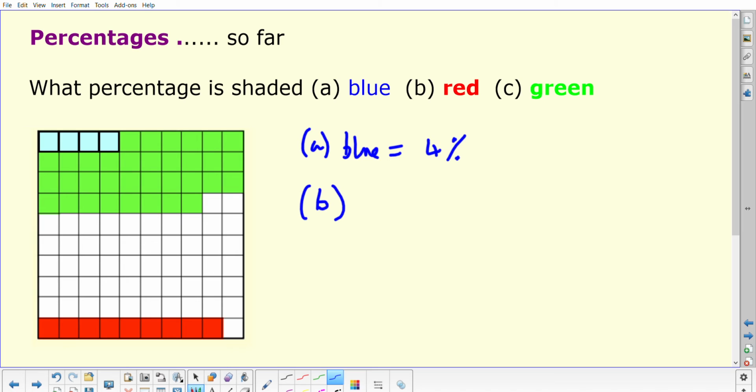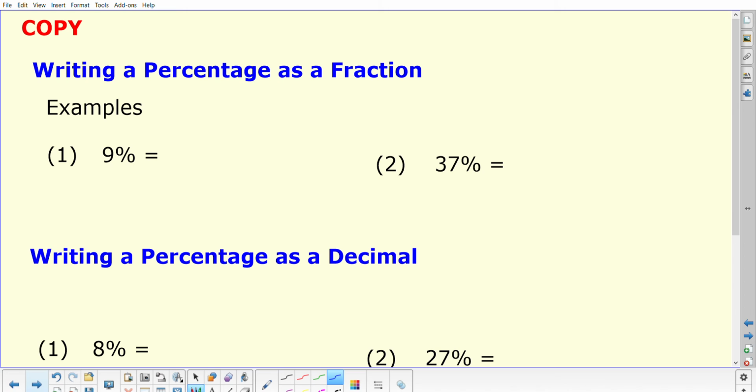For the green, if you count, you'll see you've got 20, then 1, 2, 3, 4, 5, 6, 7, 8, 9, 30, 1, 2, 3, 4. So the green is 34%. And for the red, you would see we've got 9 boxes, so that would be 9%. So that's the sort of thing you were doing last day, just counting boxes and working out the percentage.